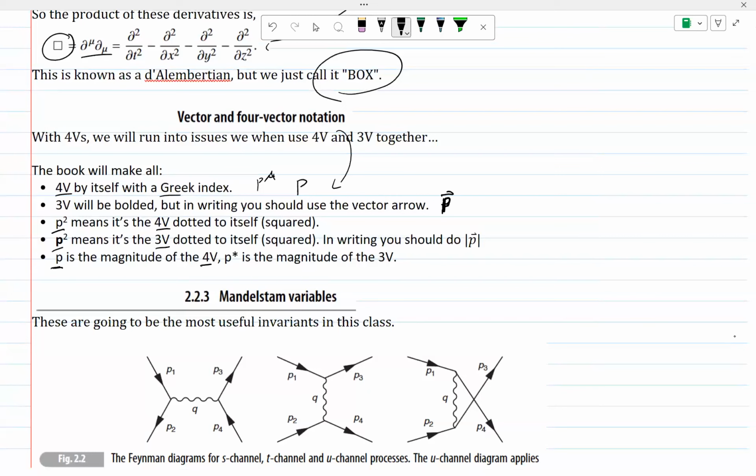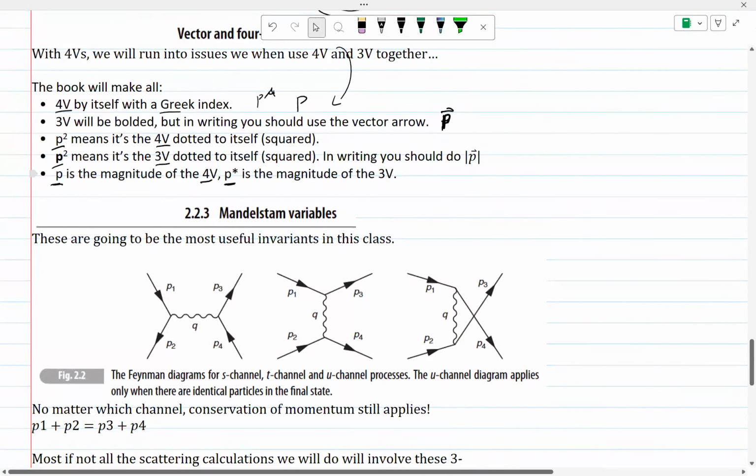And p by itself is the magnitude of a four-vector, where p star is the magnitude of a three-vector. And that's just to confuse it with complex conjugates also.